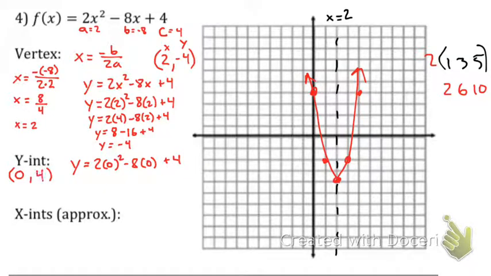So 0, 4, let's plot that point. And if you look, it's actually already plotted for us. It's right here. Here's our y-intercept. It kind of came with the graph. We got lucky.